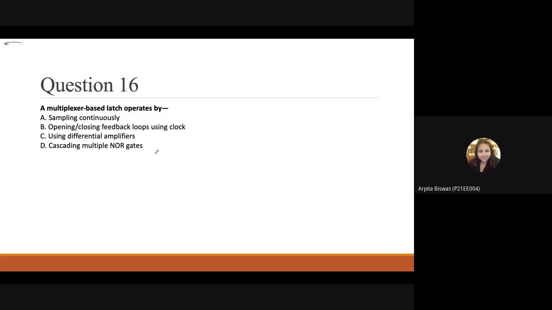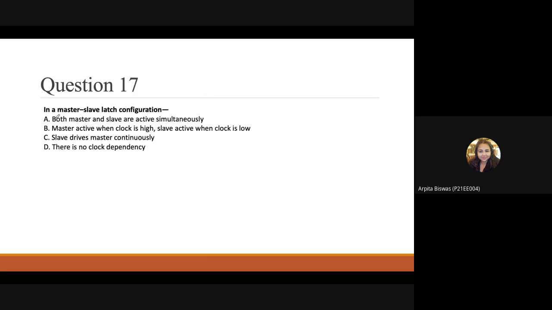Please go through this type of MCQ and numerical questions, because in your exam also you are going to face this type of question. So please go through the lecture videos which are shared in the class. The right answer is option B, opening or closing feedback loop using the clock. That's why I'm only taking these MCQs and numericals which you are going to face in your exams, because the theoretical part is already shared, and one more TA is also taking the classes.